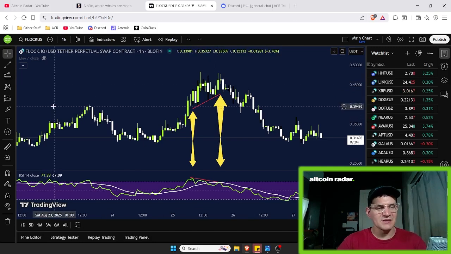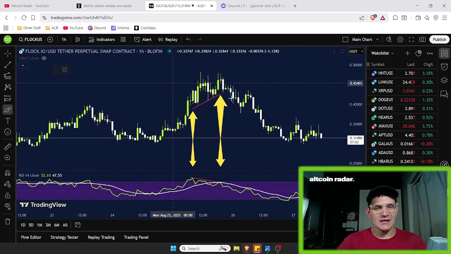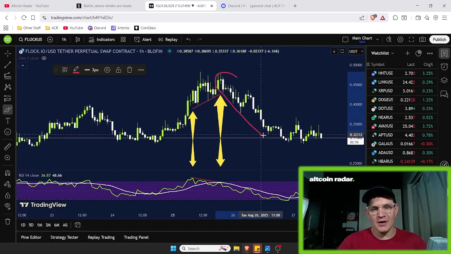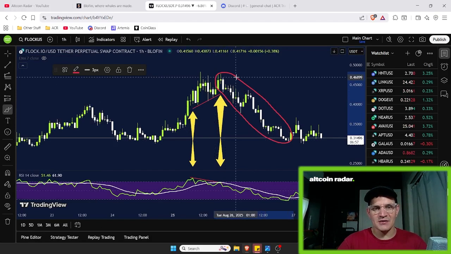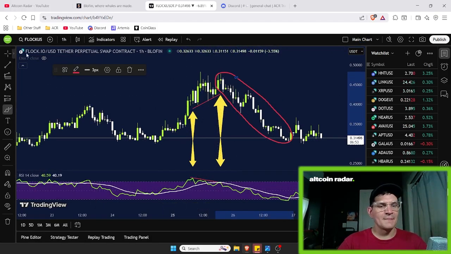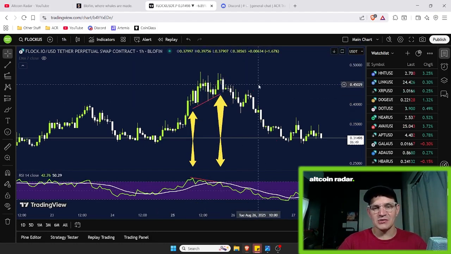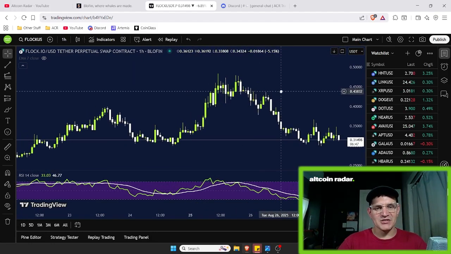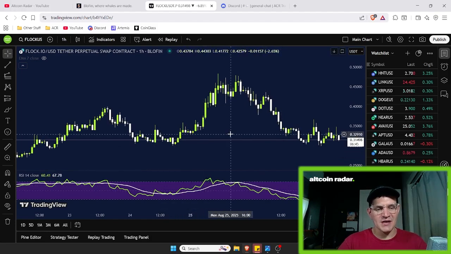And as you guys can clearly see, that is exactly what happened right here. We had this big downtrend shortly after this bearish divergence was found. All right, so that is how you can go ahead and find potential reversals using the RSI indicator.